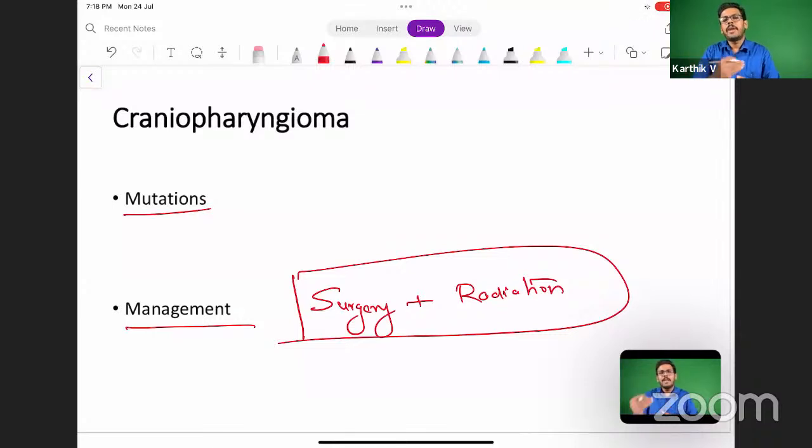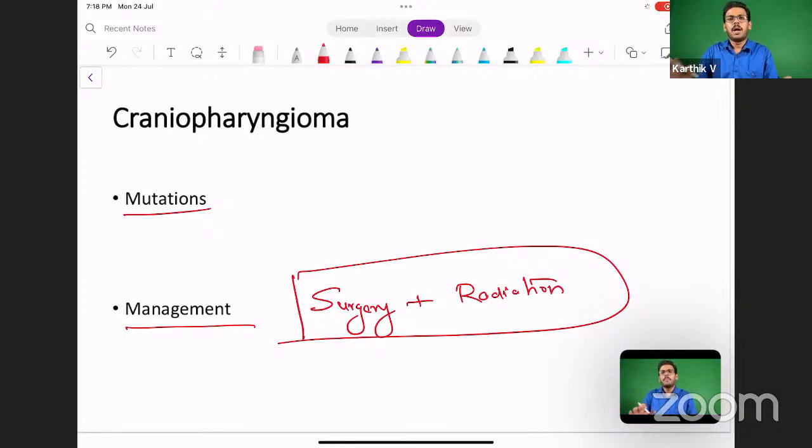And even the adjuvant radiation that you are administering may help to reduce the mass effect, especially in the visual tract pathway as well as in the hypothalamus, but it is usually not curative and there is increased risk of recurrence also. And panhypopituitarism is also very, very common.